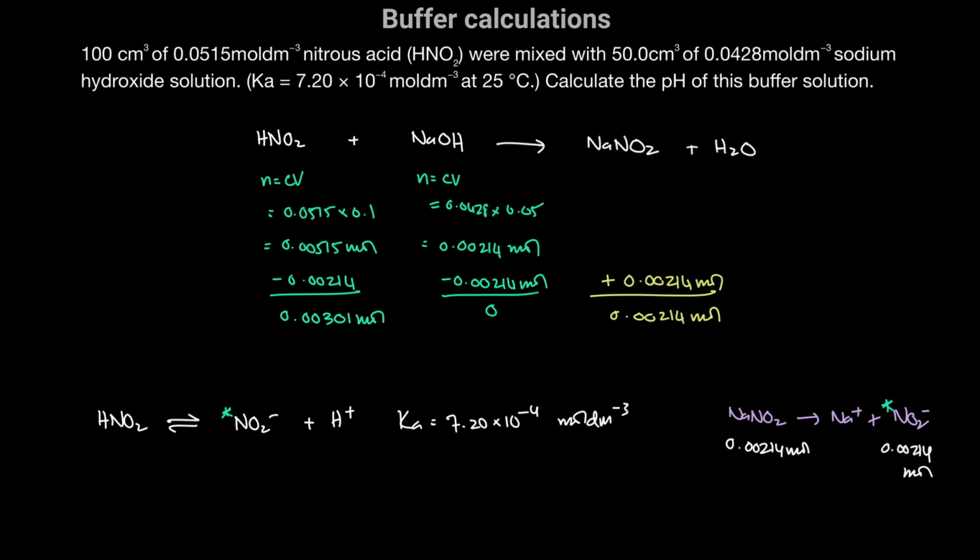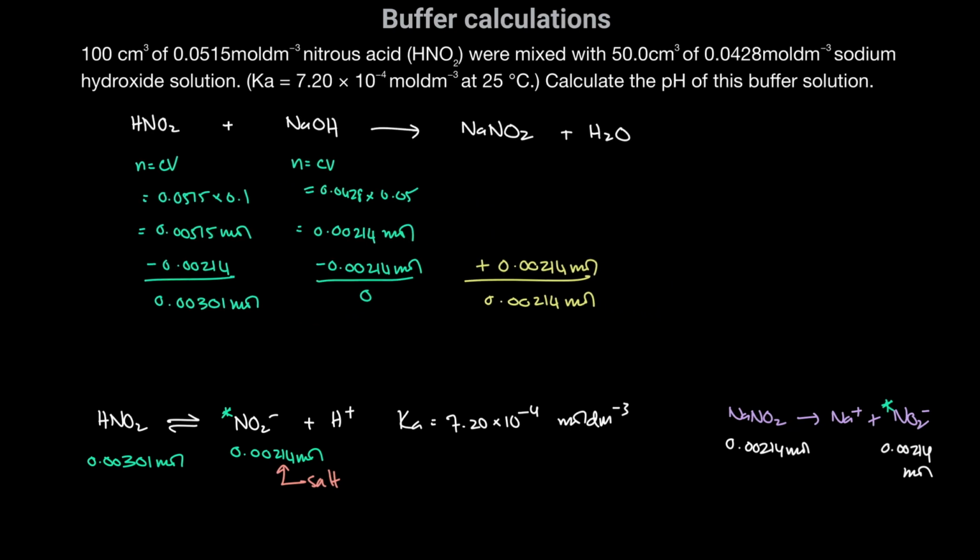So again, in this buffer solution, we have 0.00214 moles of NO2 minus ions. That is from the salt. And we have how many moles of HNO2? We can assume that the final concentration of acid at equilibrium is the same as the concentration here. We can assume that it's unionized. So we have 0.00301 moles of acid.